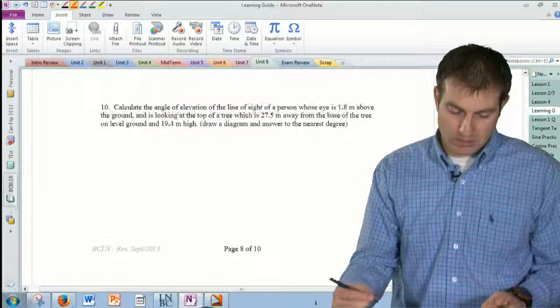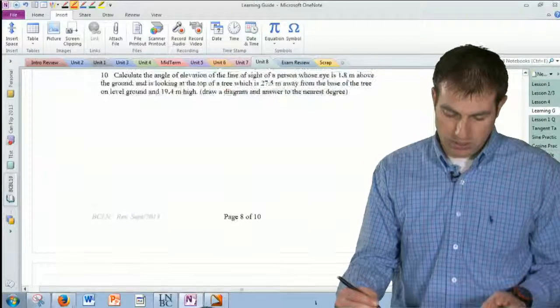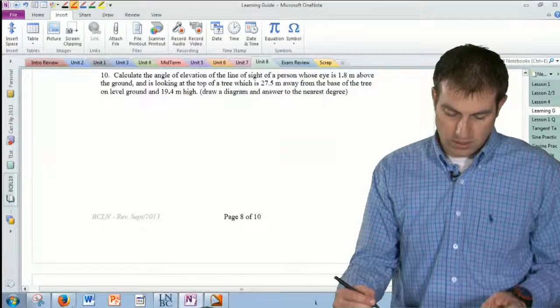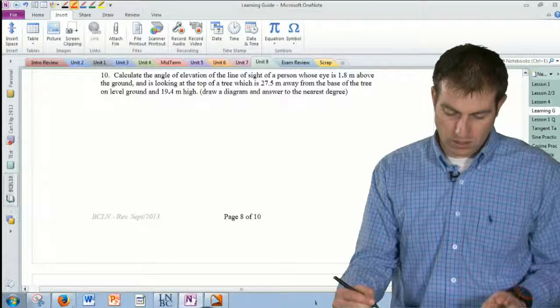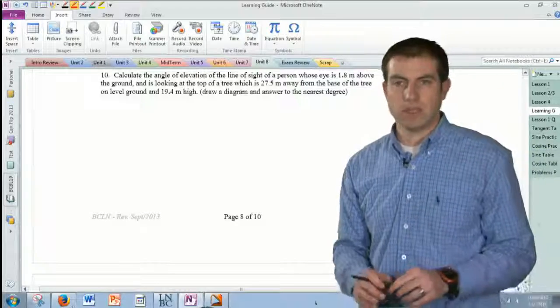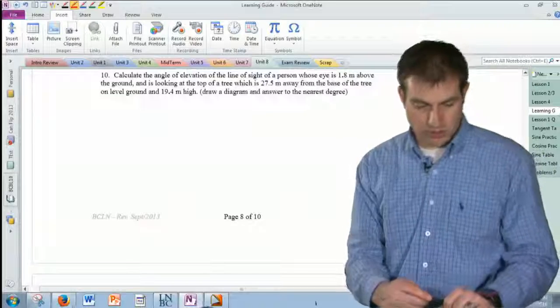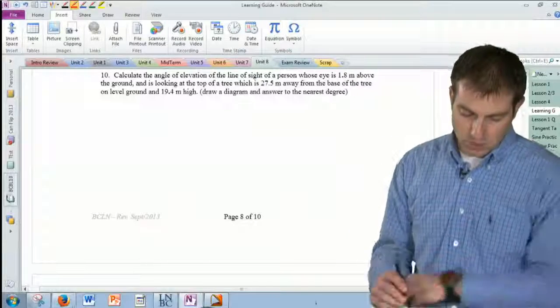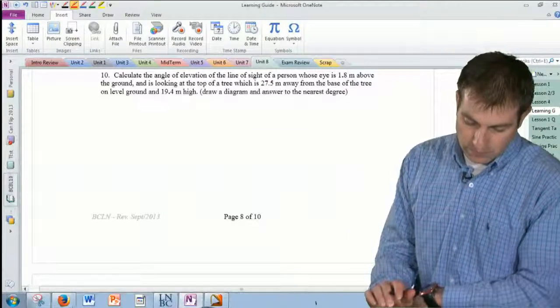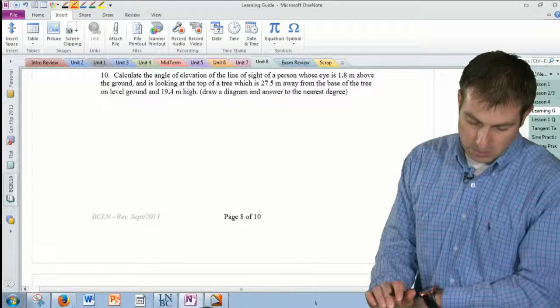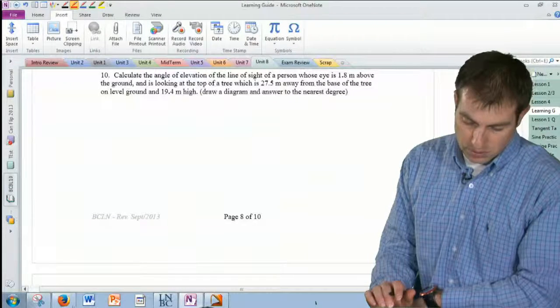Holy cow, number 10 is my exact problem I dealt with. We know how tall the tree is already. So I'll do number 10, and then if you guys have any questions, we can go for it. Calculate the angle of elevation of the line of sight of a person whose eye is 1.8 meters above the ground, looking at the top of a tree, which is 27.5 meters away on level ground and 19.4 meters high.